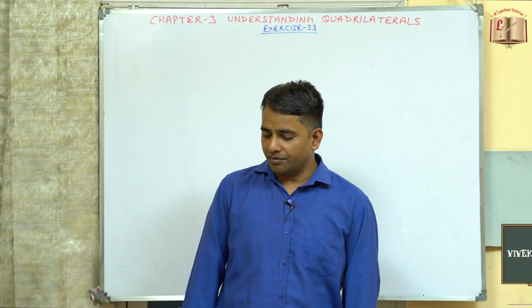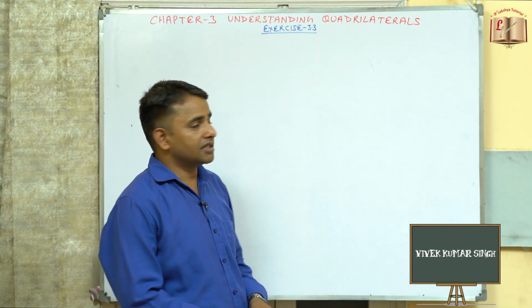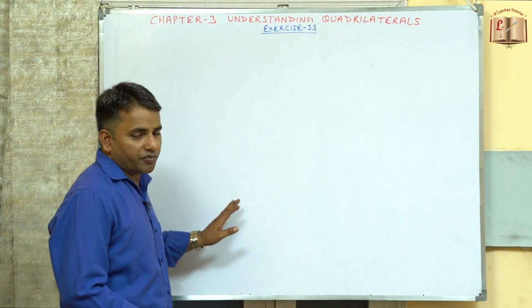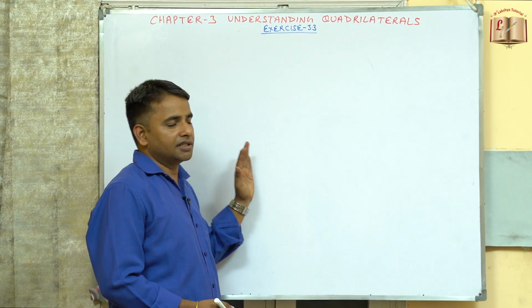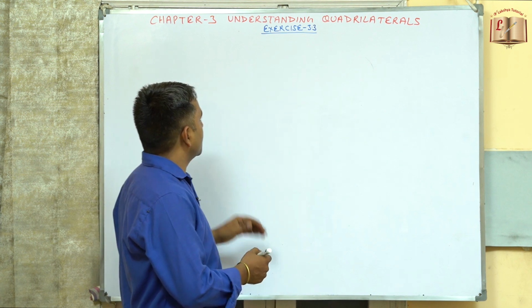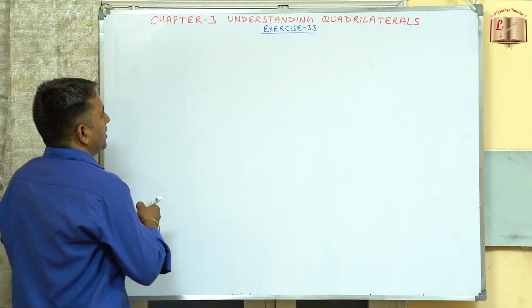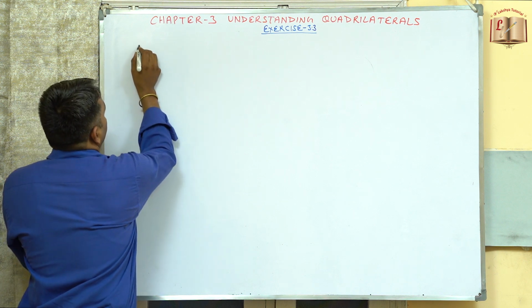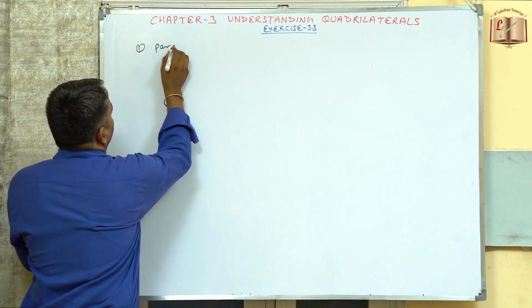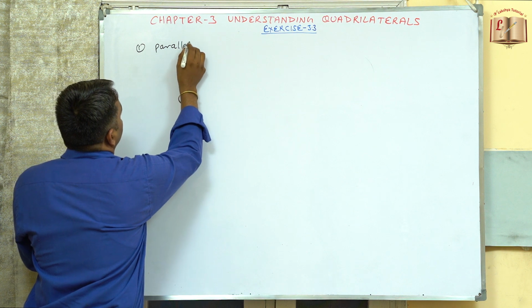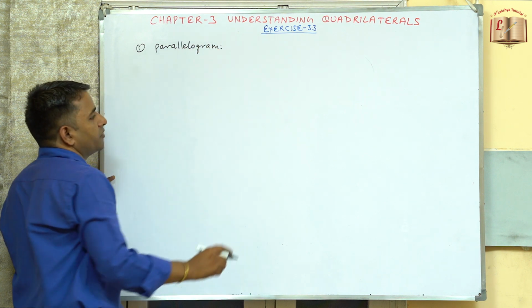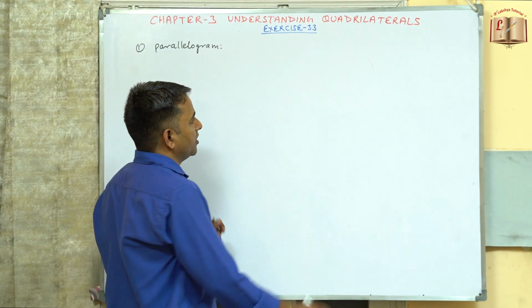Hello students, welcome back. Now we'll take up our exercise 3.3 for the same chapter. Before we start with this exercise, first of all, come to the basic fundamentals of all the quadrilaterals. The first type of quadrilateral is the parallelogram. First of all we will understand the basic properties of all this.